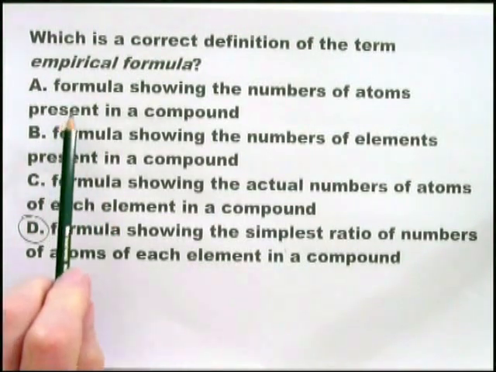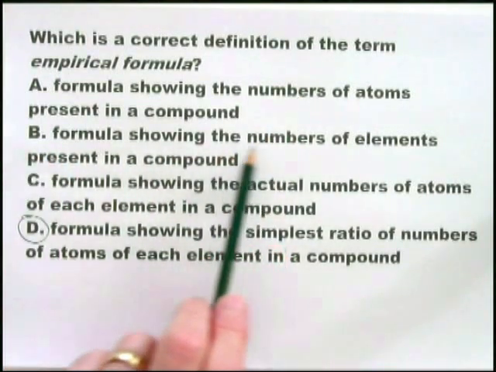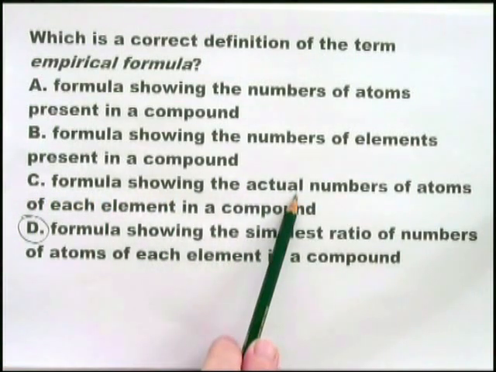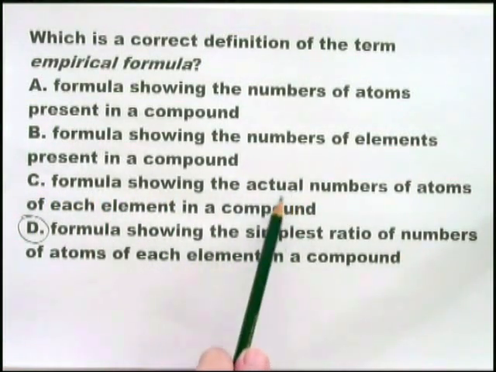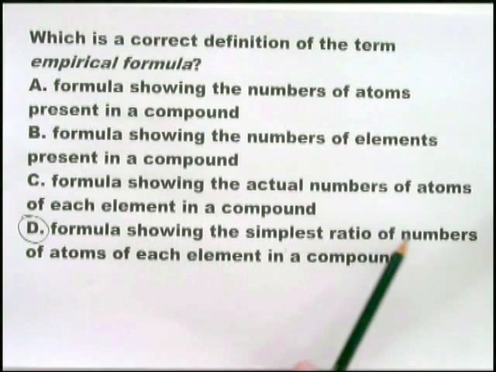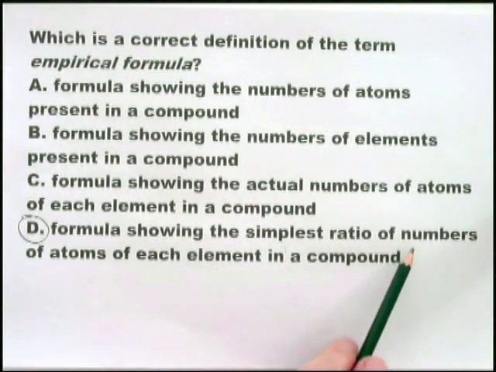And then you check through the others. Formula showing the number of atoms present in the compound? No, it isn't. Formula showing the number of elements present in the compound? No, it isn't. Formula showing the actual numbers of atoms for each element in a compound? No, it isn't. The empirical formula is the formula showing the simplest ratio of numbers of atoms of each element in a compound. Simplest ratio of numbers.